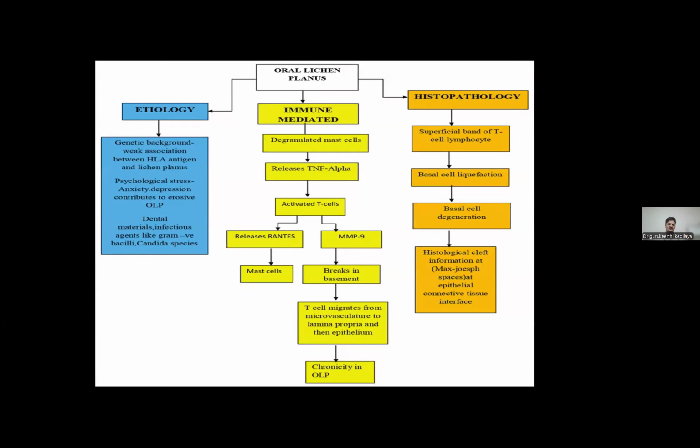So the etiology is, as I said, autoimmune, and also psychosocial and psychological stress, anxiety, depression, which can contribute to erosive OLP, and also dental materials like dental amalgam can give rise to this condition. So it's an immune-mediated destruction of the cells by activated T cells, which results in chronicity in oral lichen planus. The histopathological feature is a superficial band of T cell lymphocytes, and also basal cell liquefaction and basal cell degeneration are noted.